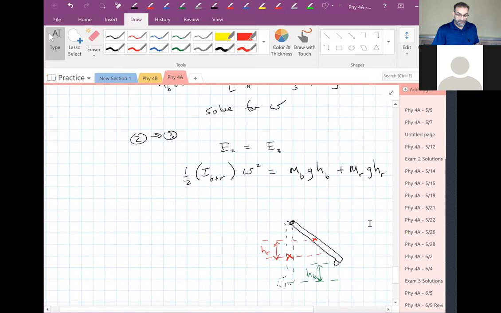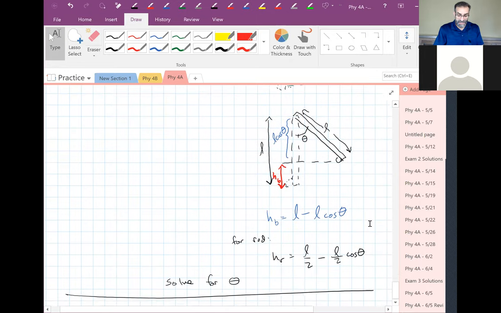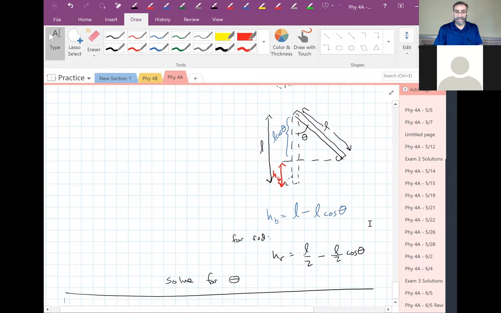Why did I break up the potential energy? Because I thought doing the exact same calculation twice, which is what I did here, was easier than first doing a center of mass calculation to find the center of mass of the system, and then doing this calculation. I thought doing two different calculations was a little bit harder than doing the same calculation twice. But either way is fine.